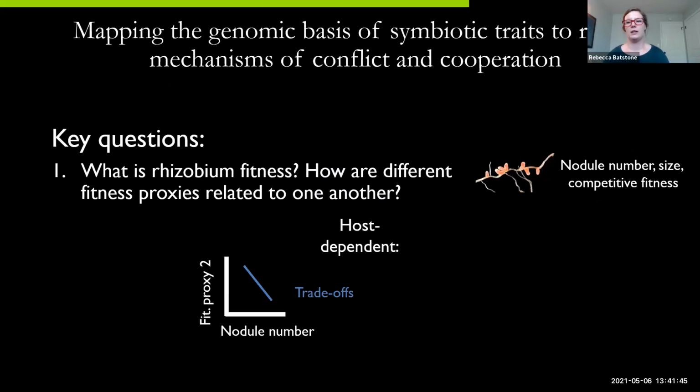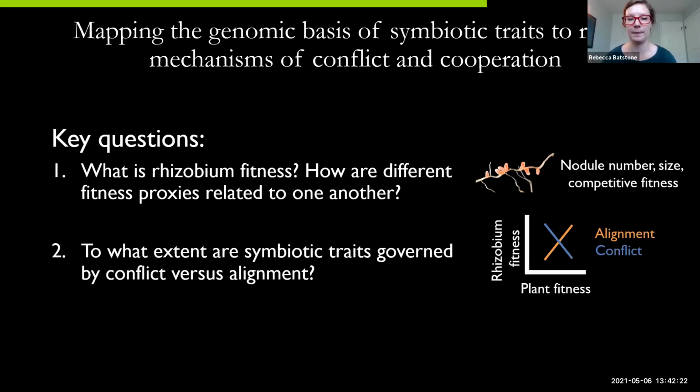So to summarize this section, we found nodule number tended to trade off with both competitive fitness and nodule weight, the latter two of which were positively correlated, but only on one of the two host lines. By examining variant effects, we overwhelmingly found that these traits are governed by antagonistic pleiotropy, suggesting that in order to maximize fitness, rhizobia are evolutionarily constrained into these two categories. So they can form larger nodules and be more competitively fit, or form numerous small nodules. And as we'll see in the following slides, this latter strategy is likely associated with fixing less nitrogen as well.